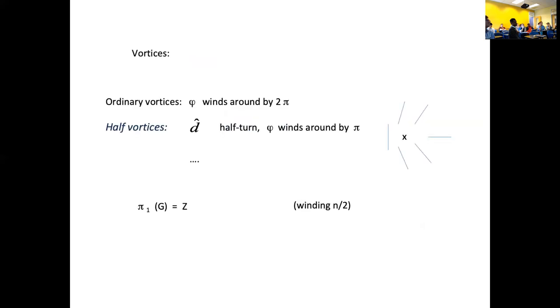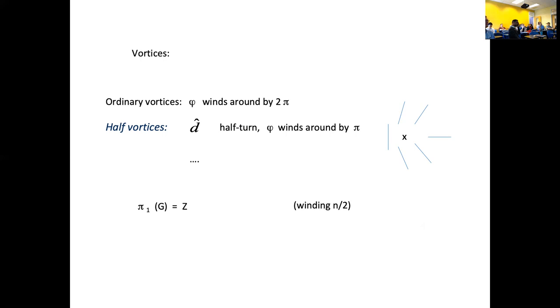Let me continue. So I can have ordinary vortices where the phase moves by 2 pi, but I can also have objects that are a little bit more exotic. They are called half vortices in the literature, where this d vector rotates a half turn. So you think of it like this. You rotate all the way over here. The d vector, if you think about the vector, got opposite sign. But if I also force the phase to rotate by pi, then the wave function here is exactly the same as before. So this is a half vortex. This is an allowed topological object. I have a singularity in here, and when I go around here, the d vector rotates 180 degrees, and the phase changes by pi.